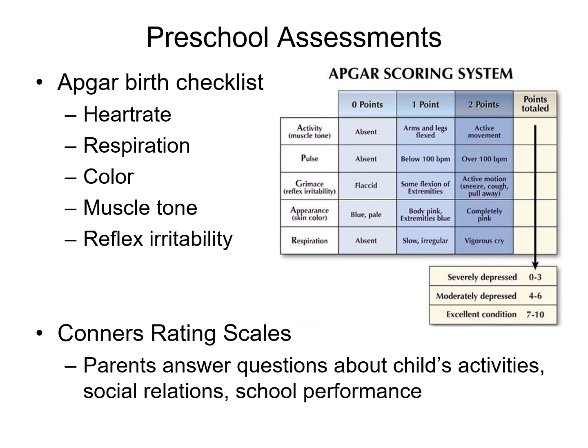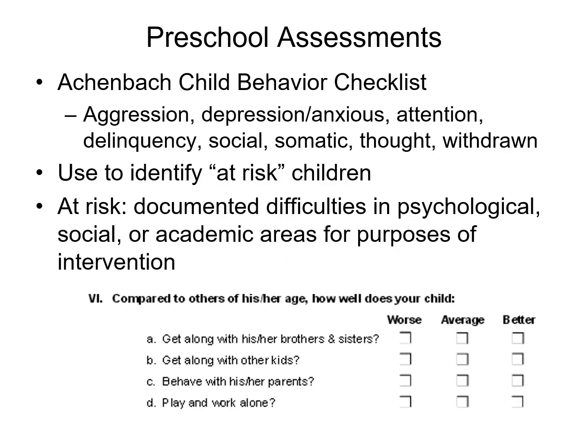So there's also the Conners rating scale. Parents answer questions about the child's activities, social relations, and school performance. And again, this is often given to parents for children that are too young to actually complete a self-report. So these are examples of observational tests being done by others to basically assess how we're doing from birth through early education.